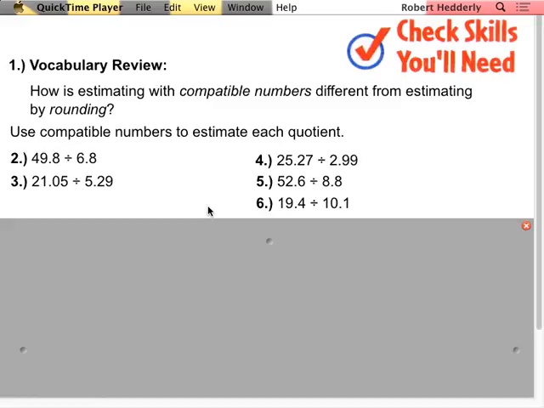Okay, I think you're close. I think you're mixing your definition of estimating with rounding and estimating with compatible numbers. Some of what you're saying is right. You're talking about factors. So we do want to look for factors, but it's a little different than rounding. Remember rounding, we had some strategies for rounding. Compatible numbers was something different.